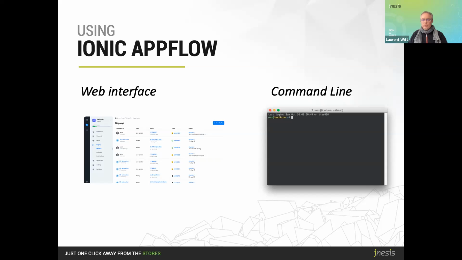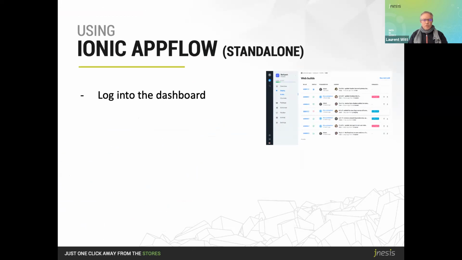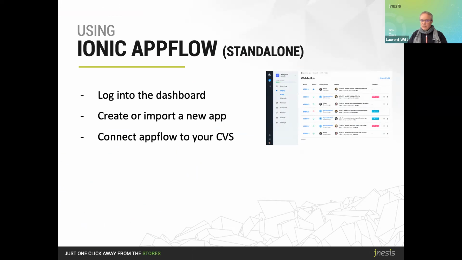depending on whether you want to use it on your own CI, for example, or standalone. Now let me introduce you to a basic Appflow workflow in a standalone approach. First, you have to log into the dashboard. Then you have to create or import a new app. After that, it's time to connect Appflow to your existing code versioning system, for example, like Git or equivalent.